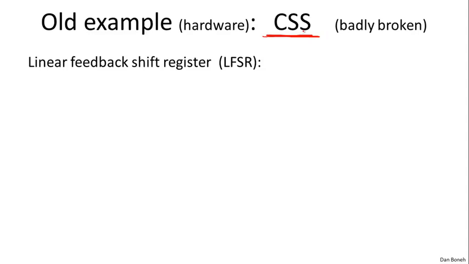So the CSS stream cipher is based on something that hardware designers like. It's designed to be a hardware stream cipher that's supposed to be easy to implement in hardware, and is based on a mechanism called a linear feedback shift register.